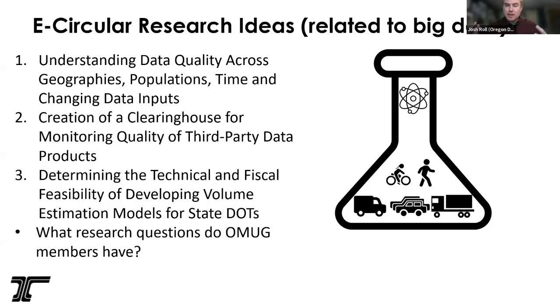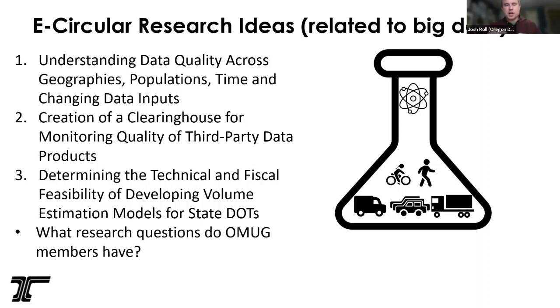The first one: there have been evaluations of third-party data products like Streetlight and INRIX. We've done a couple in-house, and there's a really great pooled fund that evaluated Streetlight data. But those products are already changing, almost every year. So this first research concept, understanding data quality across geographies, populations, time, and changing data inputs, is about understanding how error and other data quality measures change across time and different disaggregate temporal spans across years, to provide information for folks looking to purchase these products about what they can expect for data quality.